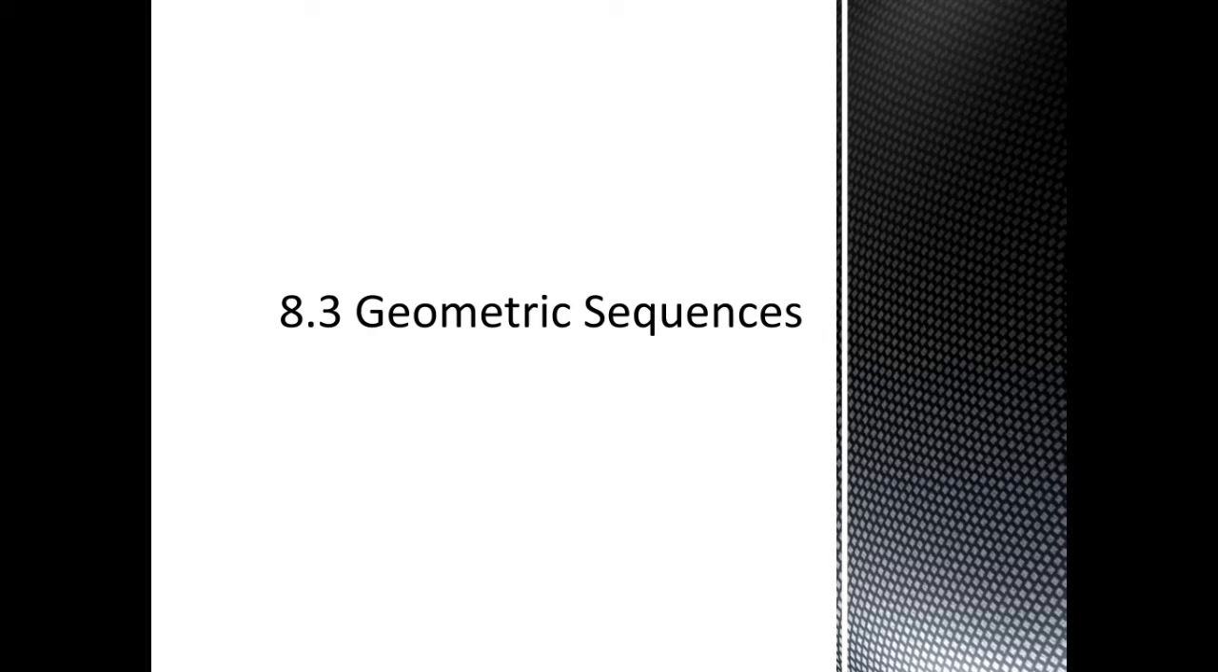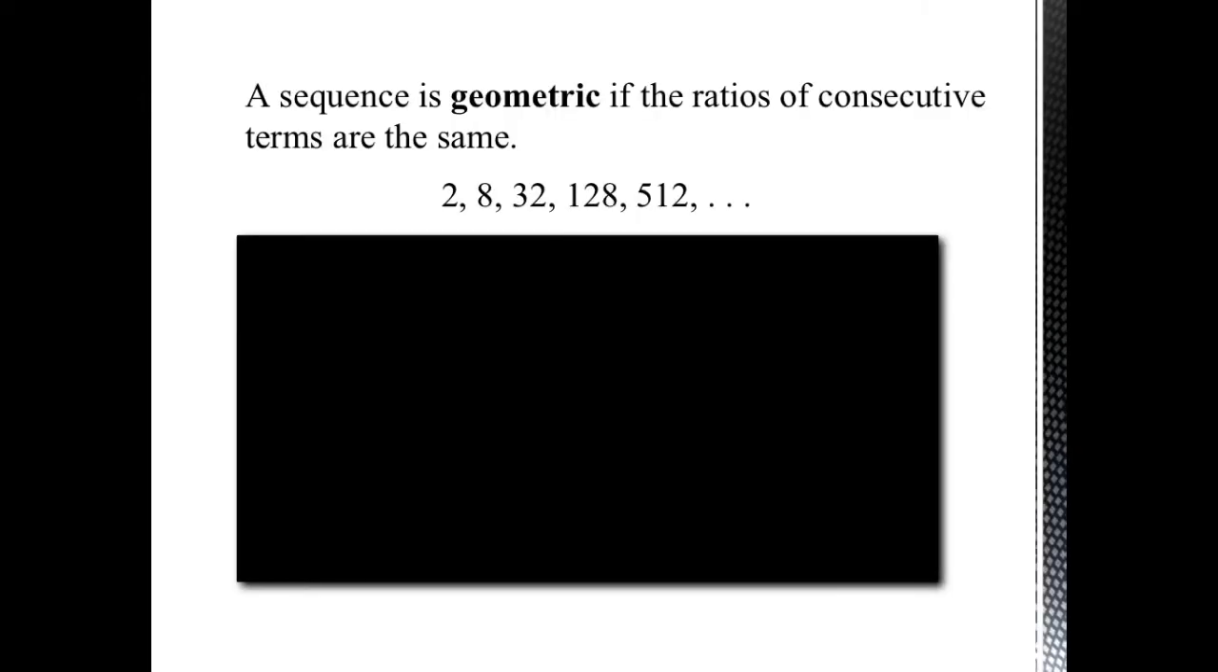Okay, here we have section 3, geometric sequences. Let's go ahead and get started with it. Alright, so to begin with, a sequence is geometric if the ratios of consecutive terms are the same. And what that means is if you divide any two consecutive terms, you're going to get the same value.